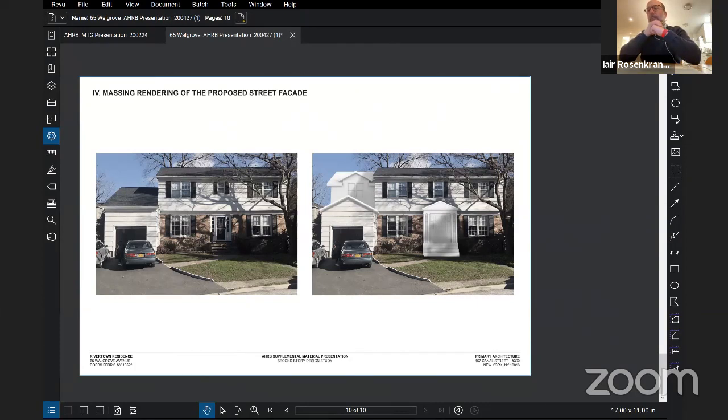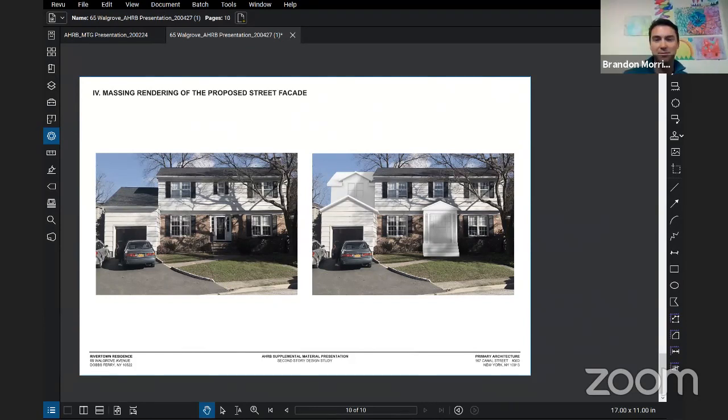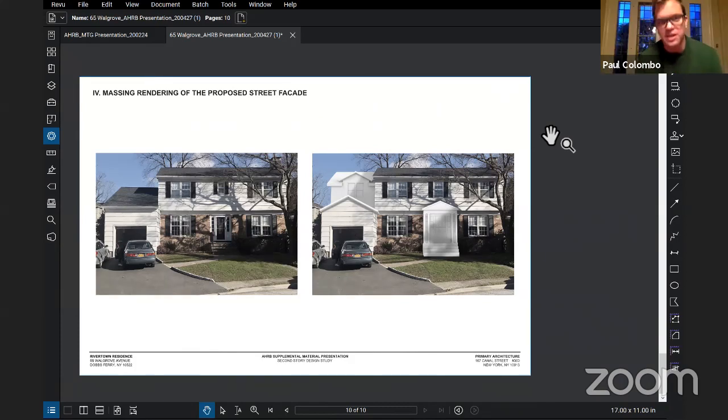Do we give Paul the chance to? He's back. Yes, I was dropped for some reason, I'm not exactly sure why. I apologize. My only comment, I like the wall dormer. I think it's a good proposal, and thank you for going through so much trouble tweaking the design to get it to where we're, I think, close to optimal.